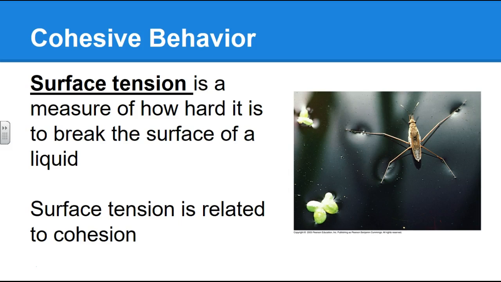Surface tension is a measure of how hard it is to break the surface of a liquid. One thing to remember is that cohesion is related to surface tension. We see an example here, bugs that can walk on the surface of the water. The surface tension allows bugs to walk on water, which allows them to not have to swim, and they can get from one place to another, and it opens up their food source.